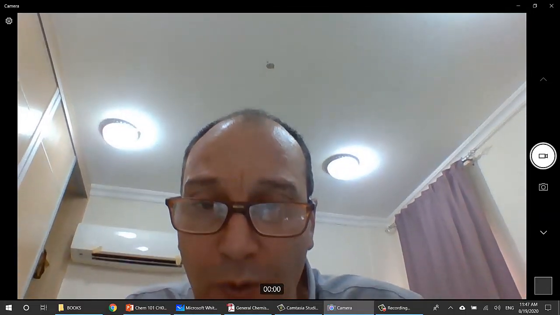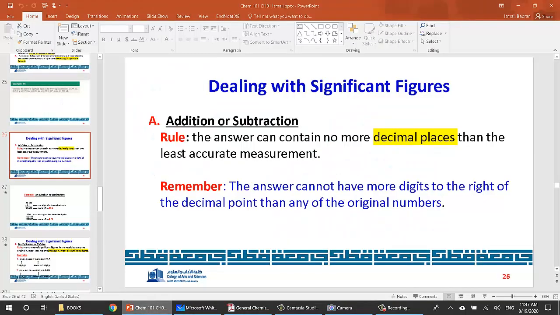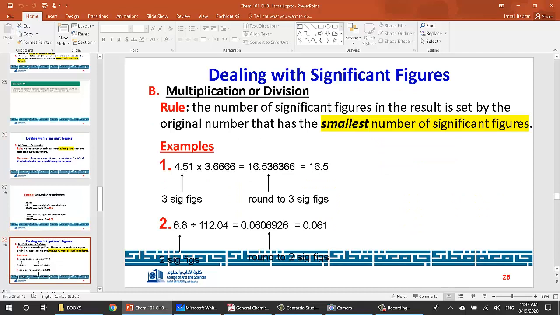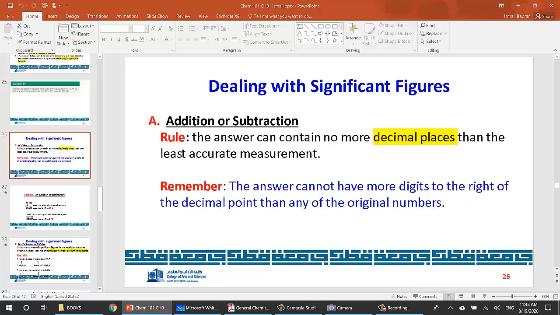So we have two situations. We have addition and subtraction. We have also multiplication and division. For addition and subtraction, we care about the number of decimal places. So if you're adding two numbers, your final answer will take the lowest number of decimal places. Okay? For division and multiplication, we take the smallest number of significant figures. So the rules are different here. Okay? The rules are different.